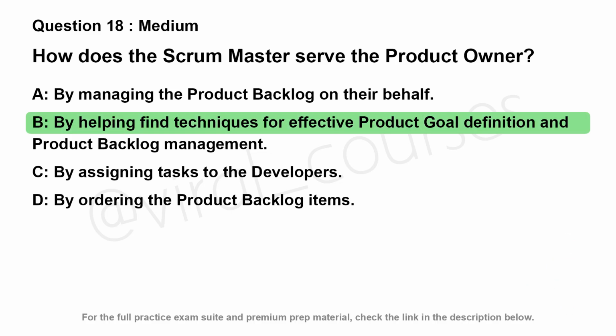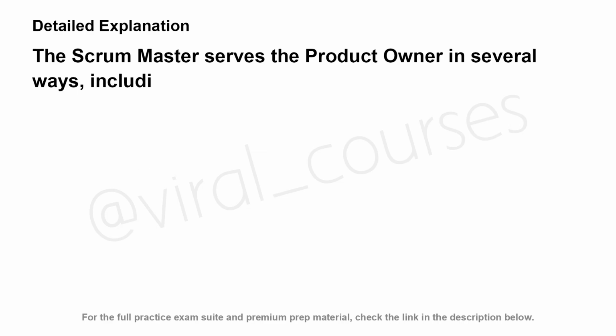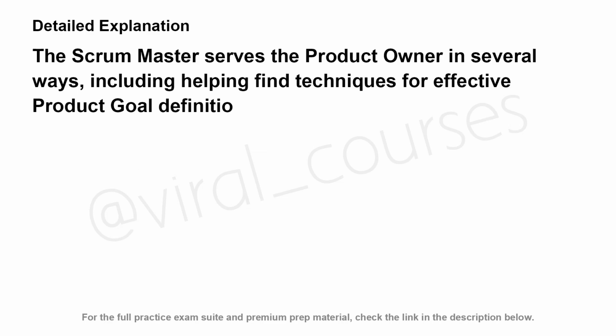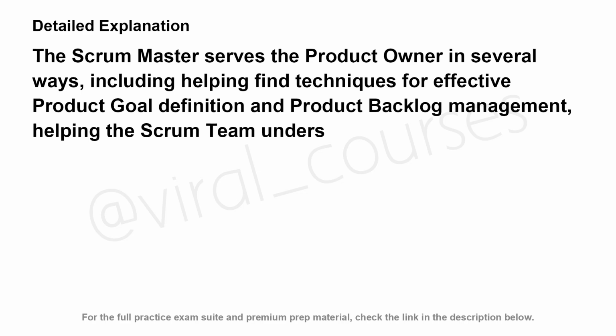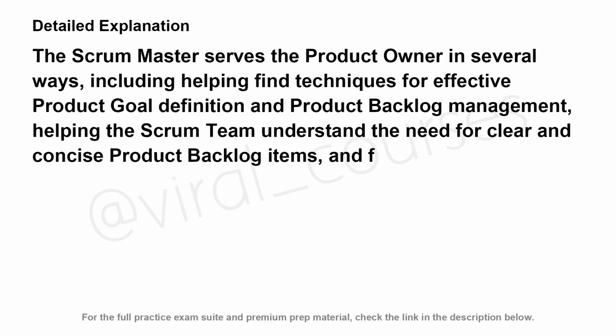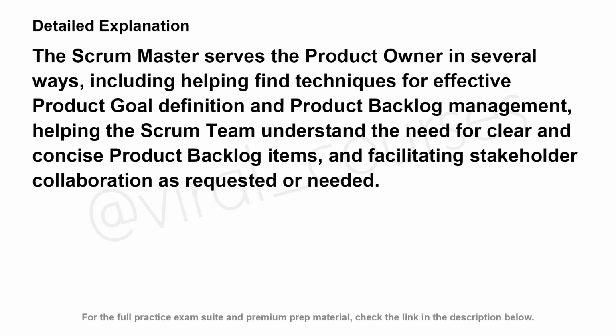The correct answer is B. The Scrum Master serves the product owner in several ways, including helping find techniques for effective product goal definition and product backlog management, helping the Scrum team understand the need for clear and concise product backlog items, and facilitating stakeholder collaboration as requested or needed.